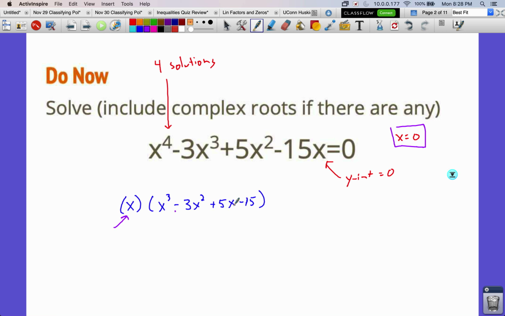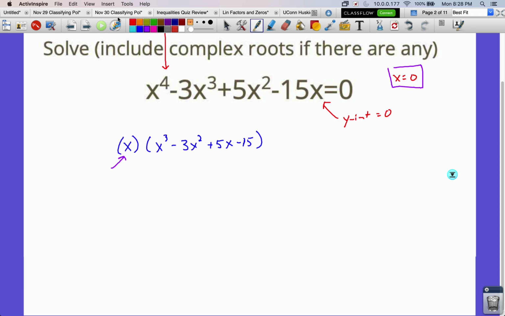We should see if maybe we could do some sort of factoring by grouping, or see if it's in quadratic form. But neither of those are the case, so we're going to start guessing rational roots. 15 doesn't have that many factors, so we'll hopefully find another root here quickly. The numbers we're going to test are 1, 3, 5, 15, -1, -3, -5, -15. All of the factors of 15.